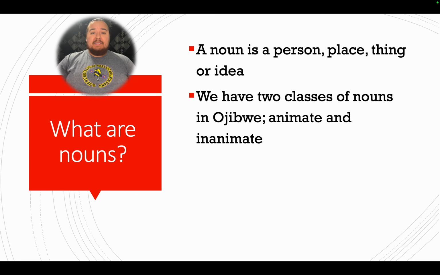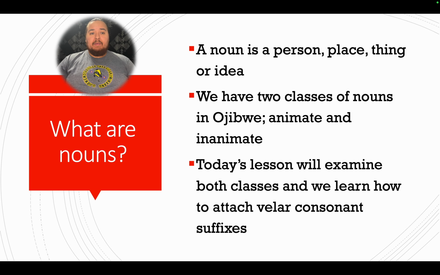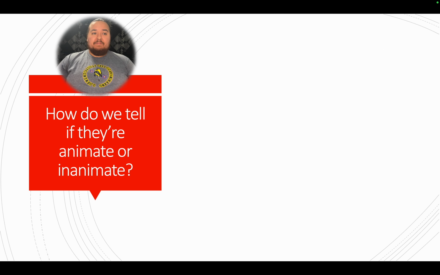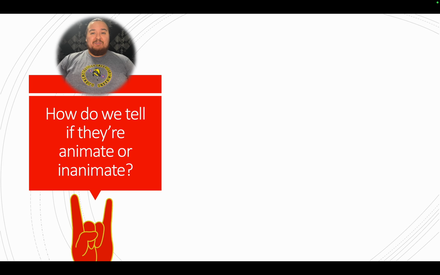We have two classes of nouns in Ojibwe, animate and inanimate. Today's lesson, we'll examine both classes of nouns, and we learn how to attach our velar consonant suffixes to them. So how do we tell if a noun is animate or inanimate? So please write down everything on this slide in your notes.